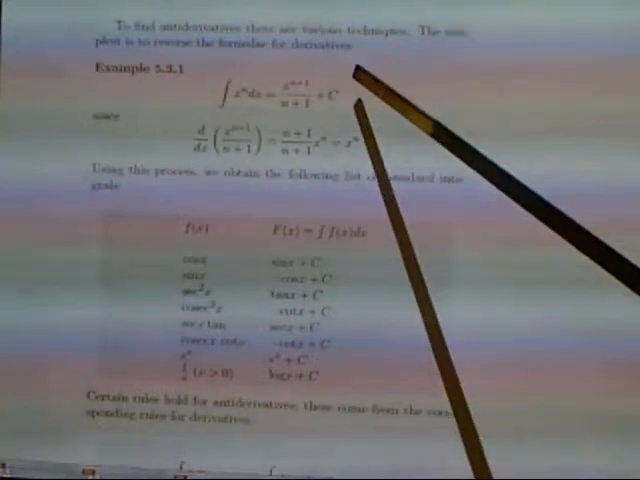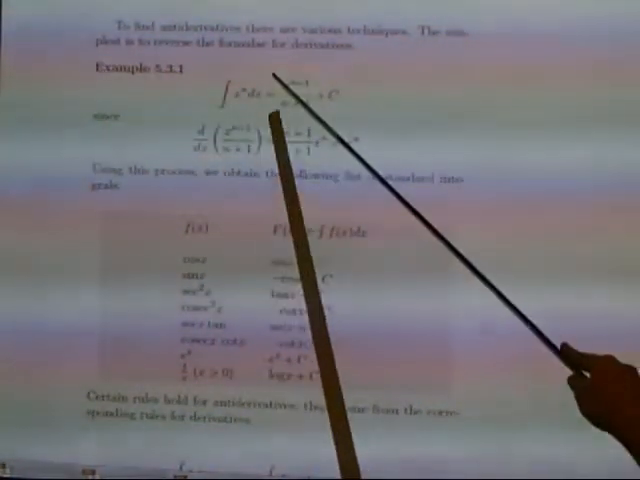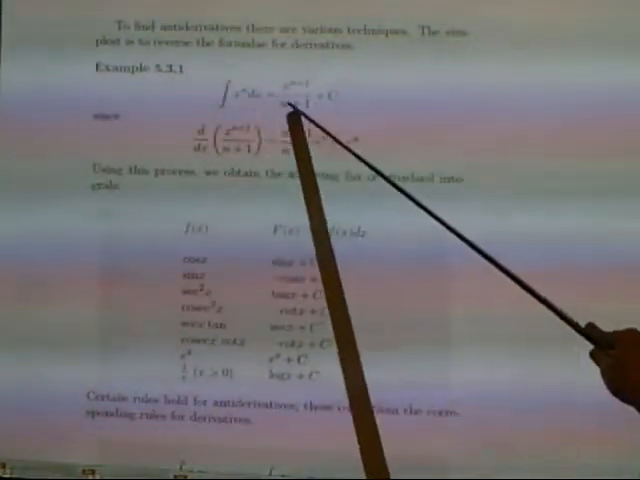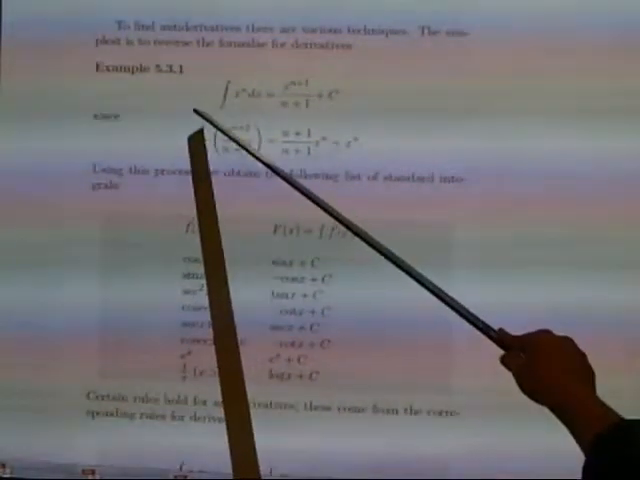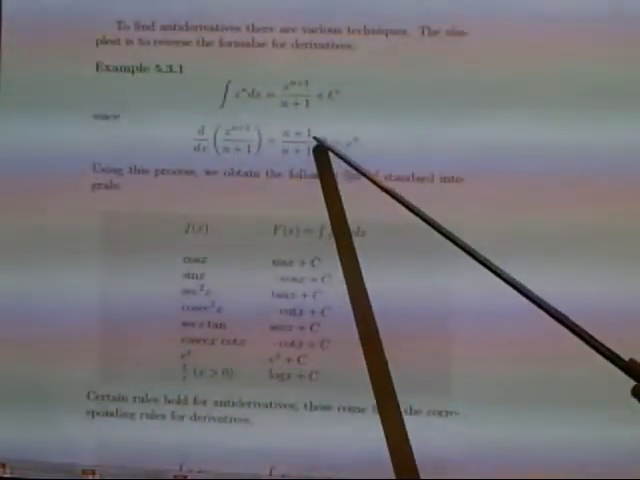Those are the integrations and the normally given formulas. The integration of x to the power n dx is equal to x to the power n plus 1 divided by n plus 1, plus c. And also, d by dx of x to the power n plus 1 by n plus 1 is equal to x to the power n.